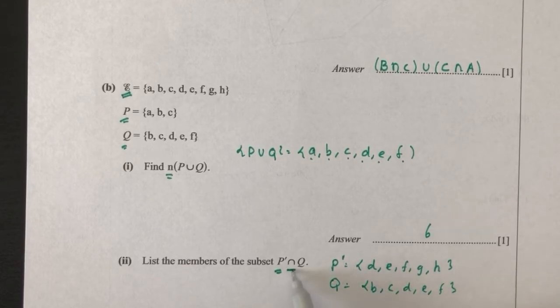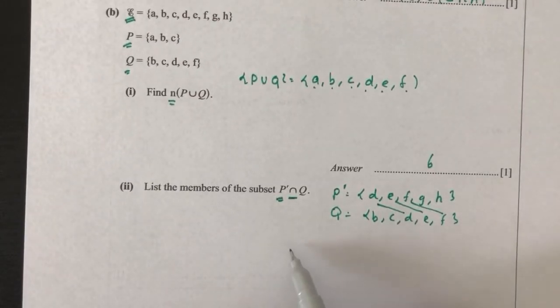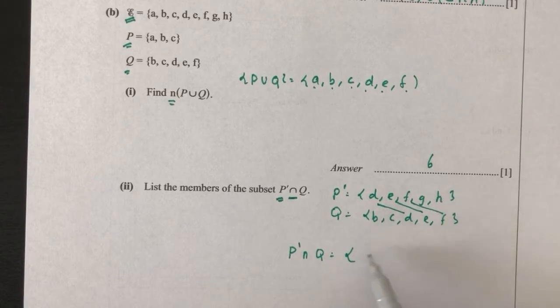So you have to find the intersection. So what is the same? This is same, this is same, and this is same. So we have 3 values. So P intersection Q is a set of D, E, F. So your answer is this set.